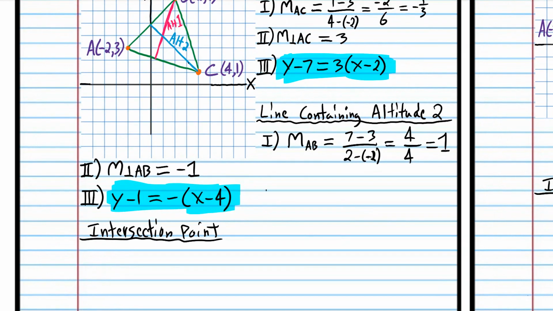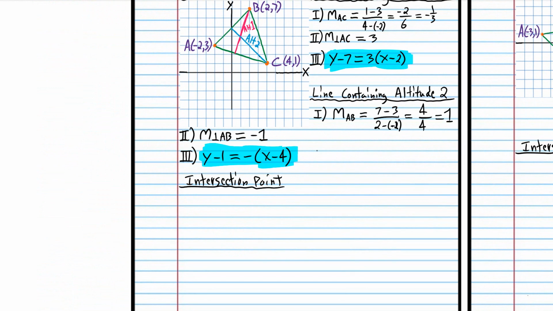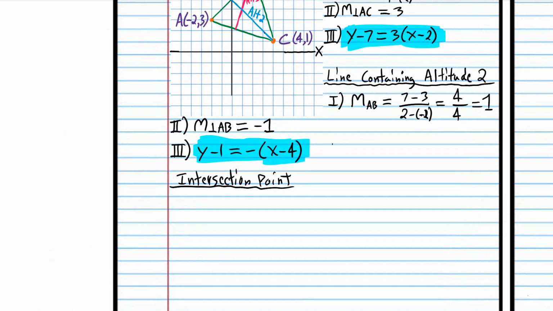All right, so now we're going to use those two equations to find the intersection point. So we're going to write a system of equations using those two blue equations that are highlighted.